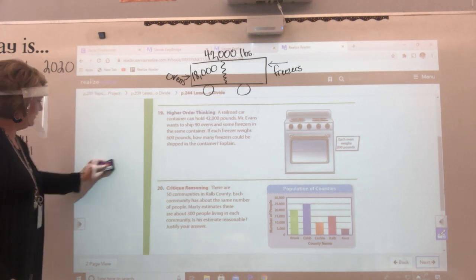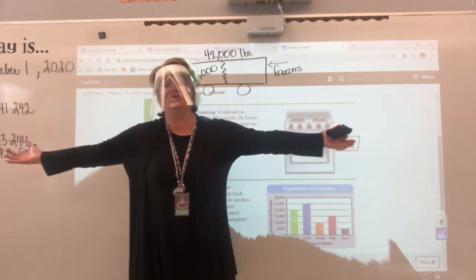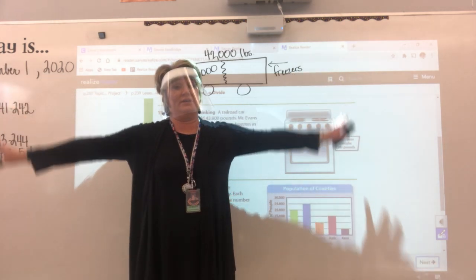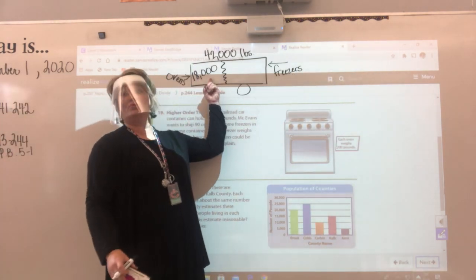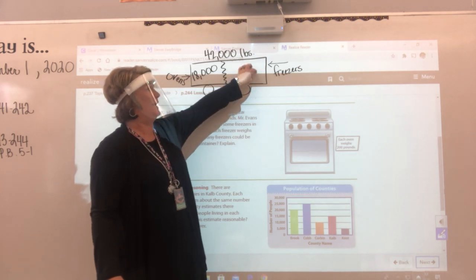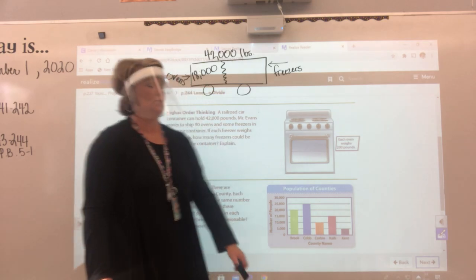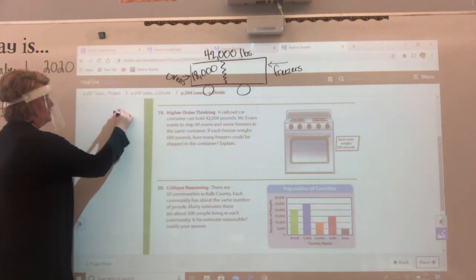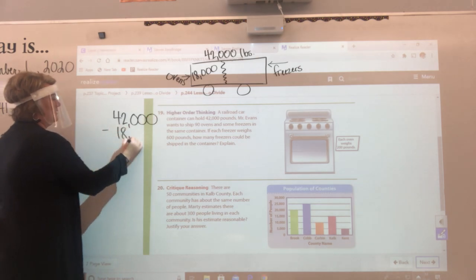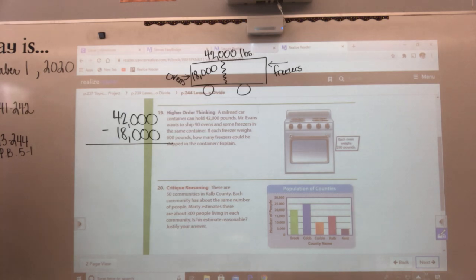Okay, now we've got to deal with freezers. But I don't know how many pounds I have left. Look at me real quick. The whole thing was 42,000, but I've already used 18,000 for ovens. So Colin, how many pounds are going to be able to go in here for freezers? 42,000 minus 18,000. Yes. That's the second step we have to do.